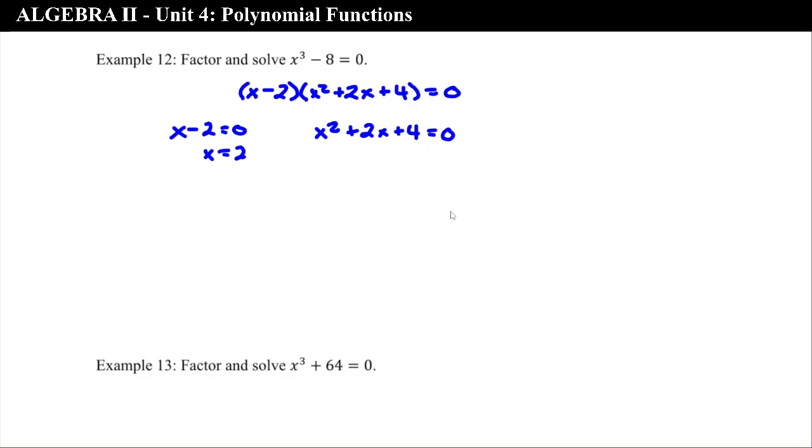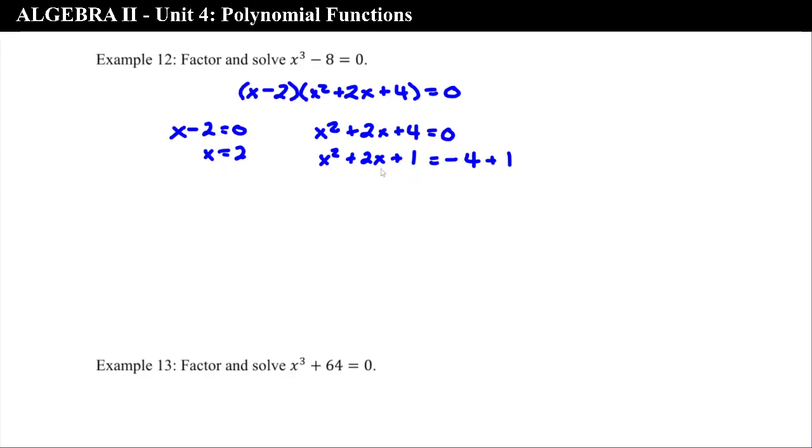This is where you're going to come into using some of the techniques from Unit 3. We can't factor that, so what we're going to have to do is either complete the square or use the quadratic formula. I'm opting, since we don't have a leading coefficient, to complete the square. So we're going to have x squared plus 2x. We're going to move the 4 to the other side. Now we're going to complete the square. So we take half of the x term, so that's going to be 1. 1 squared is 1. So we're going to add 1 to each side.